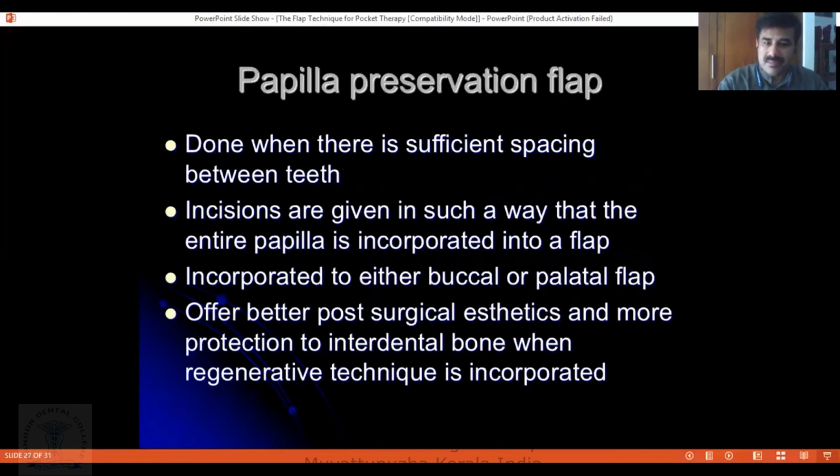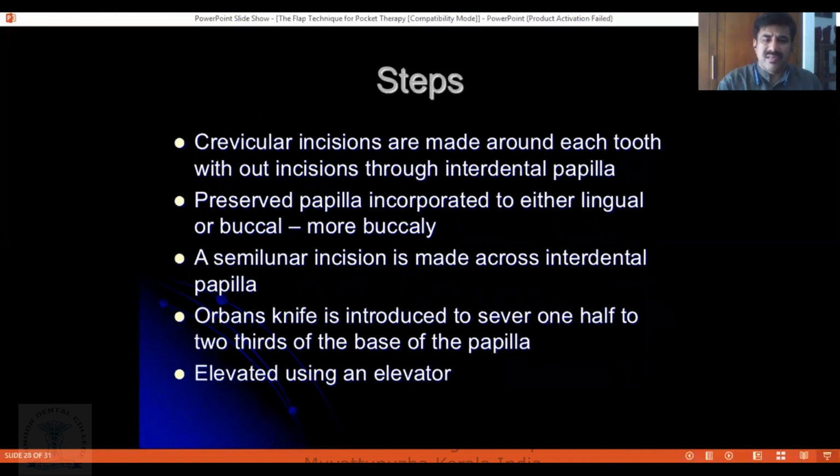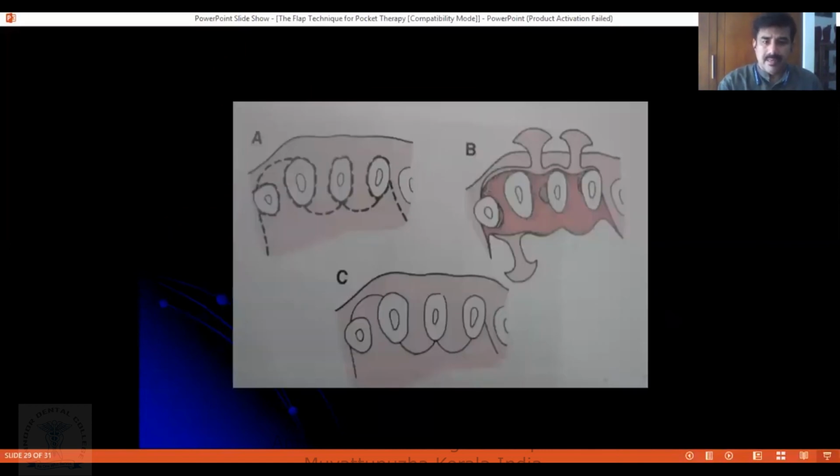The steps. Okay, so the idea is, it offers better post-surgical aesthetics and more protection to the internal bone when regenerative techniques are used. So that is the basic idea: to get better aesthetics and to protect your regenerative material. That is the reason why we are doing the papilla preservation flap. And these are the different steps for the papilla preservation flap, which I've already discussed. And this is the diagrammatic representation.